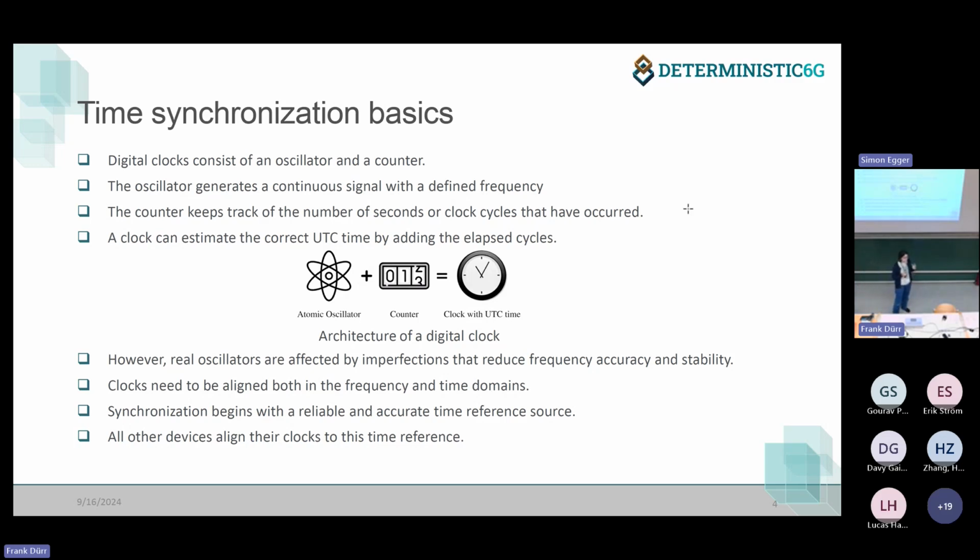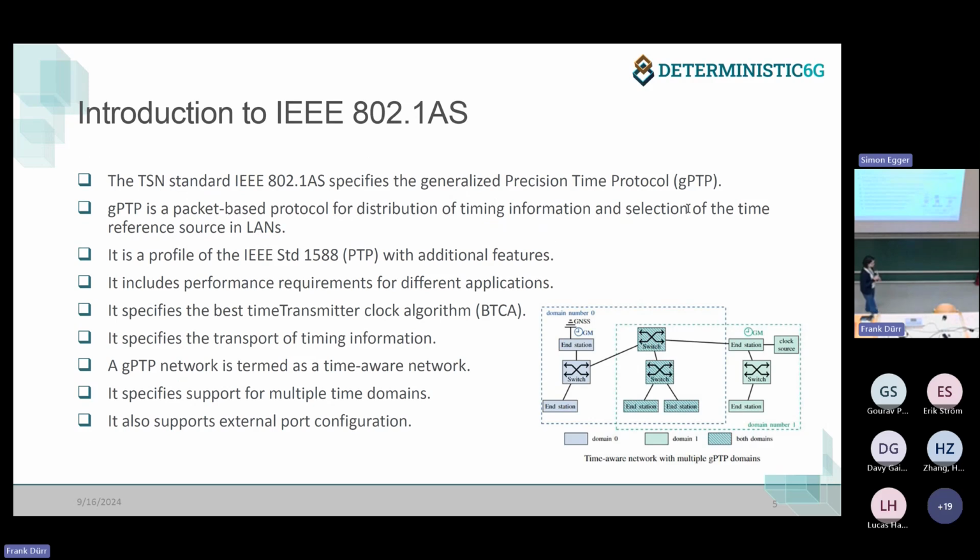Synchronization begins with a very reliable and accurate time reference source. This could be a very precise atomic clock or could also be a GNSS satellite system. This time reference then transmits its time, and all the other devices are synchronizing or aligning their clocks to this time source. Now let's move to the time synchronization mechanisms in TSN networks.